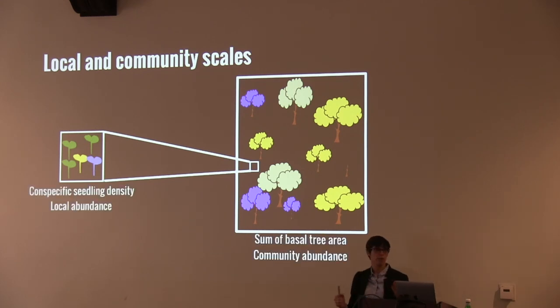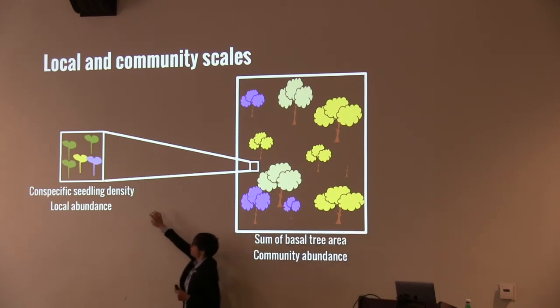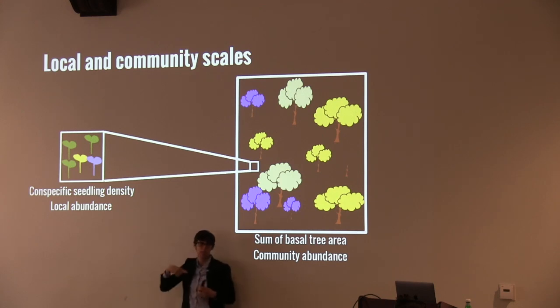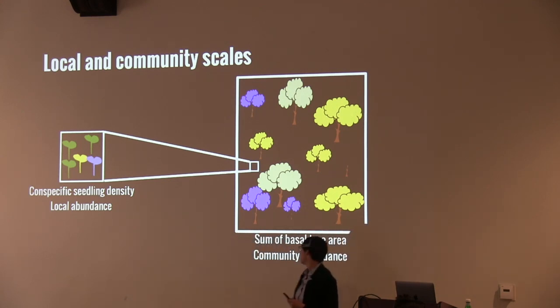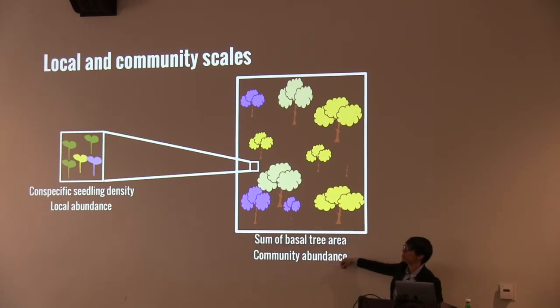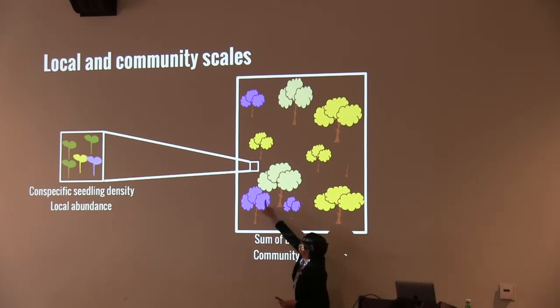And so throughout the talk, I'm going to bounce between those two scales, and I'm going to use two measures of the abundance of the species. At the local scale, I'm going to use conspecific density, so that's how many seedlings of a given species I have. And then at the community scale, I'm going to look at the sum of the tree area. So that's now summing the area of all those trees.